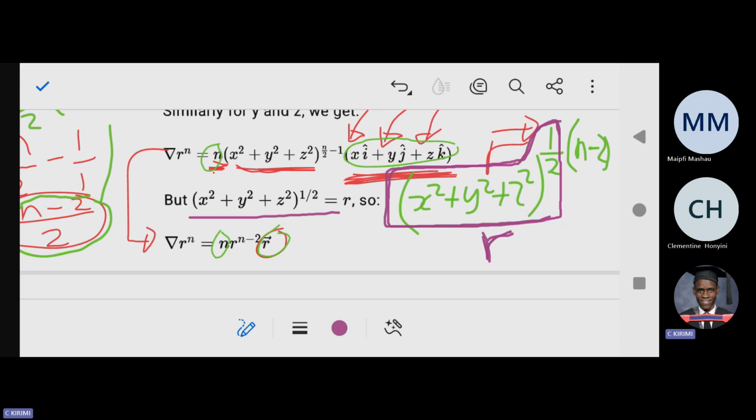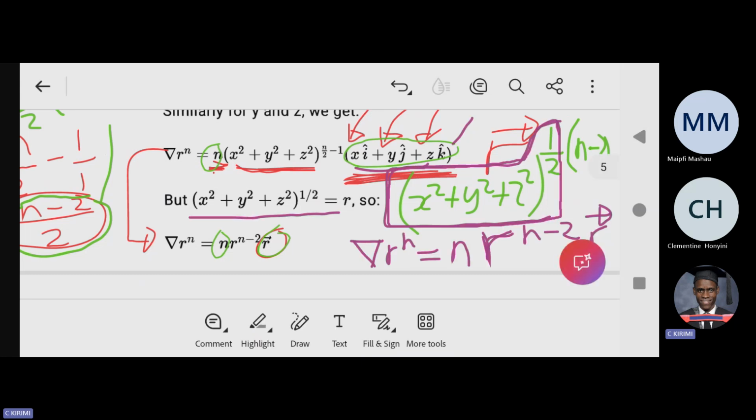But automatically, there is something multiplying R in the exponent, which is n minus what? n minus 2. And on the right-hand side, I have this, which is the same as R. And then the n is in front. I'm looking for the gradient of R to the power n. That is where it's coming from.